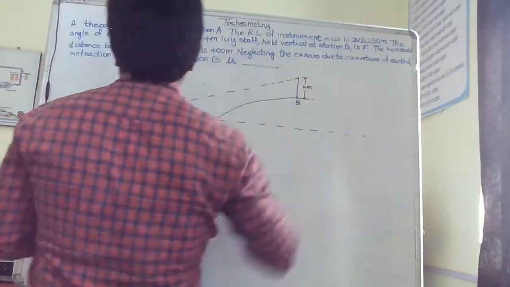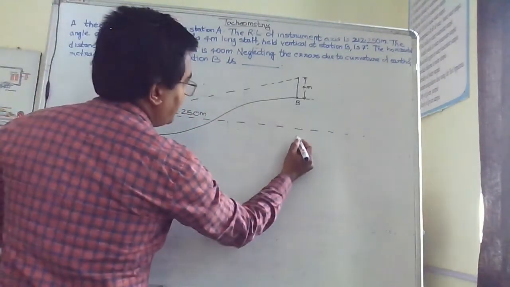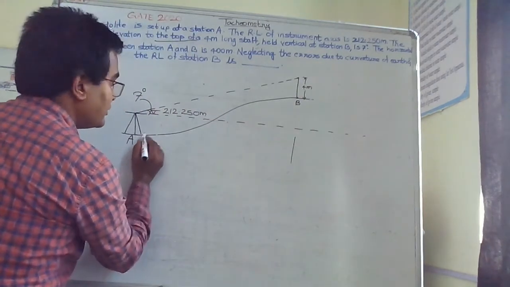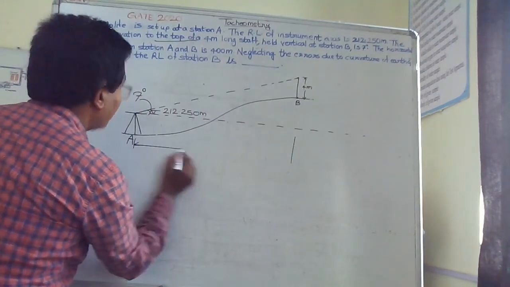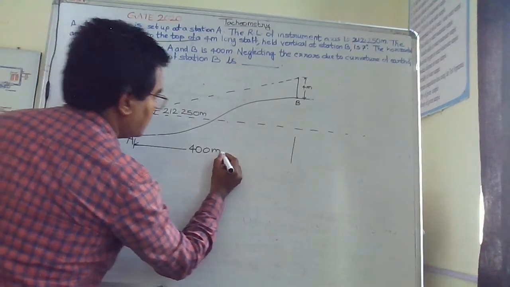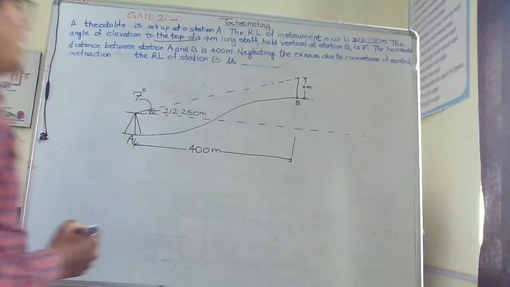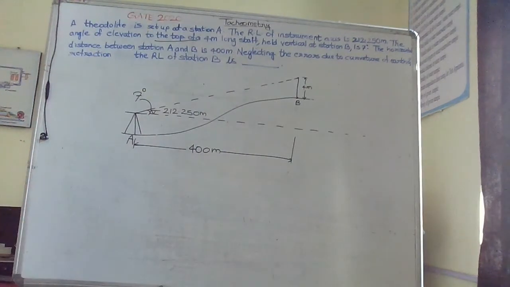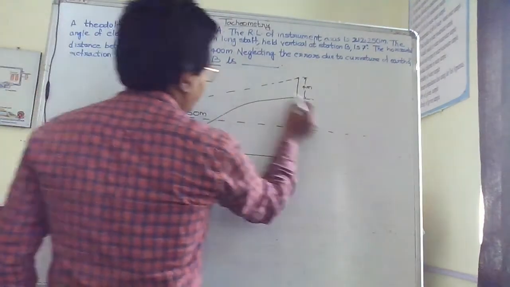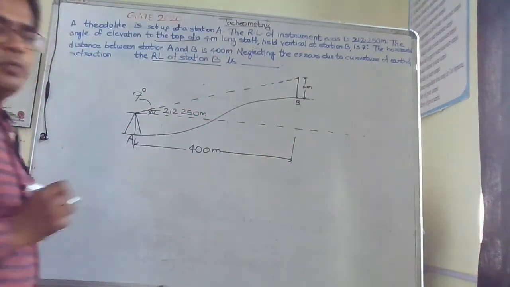Again, one thing is given, the horizontal distance between station A and B. This horizontal distance between the station A and the station B is given as 400 meter. And here what we have to find out? We have to find out RL of station B.